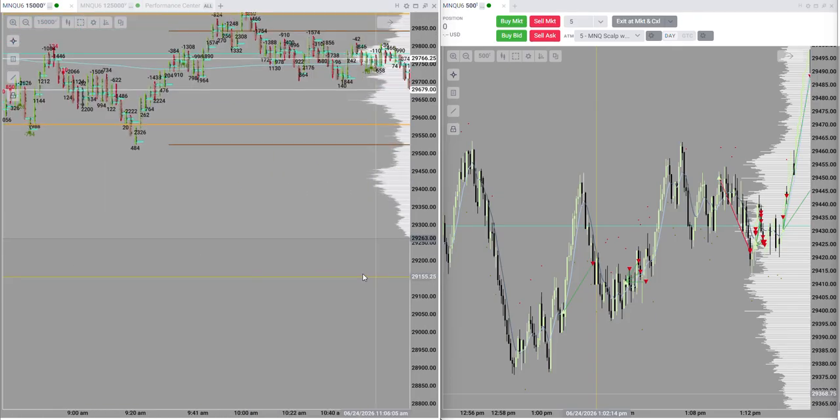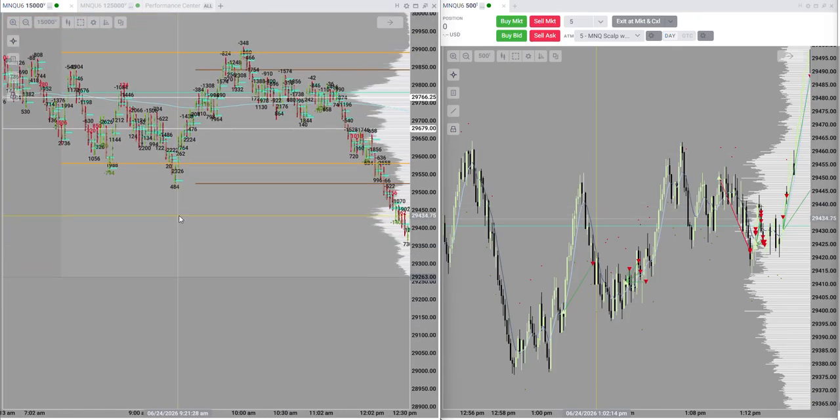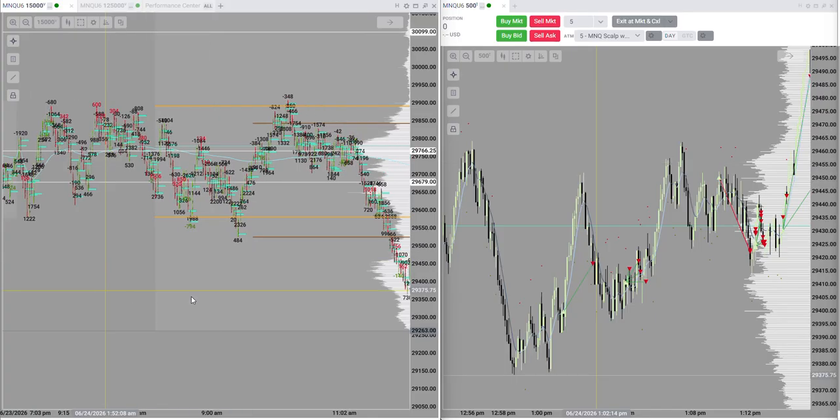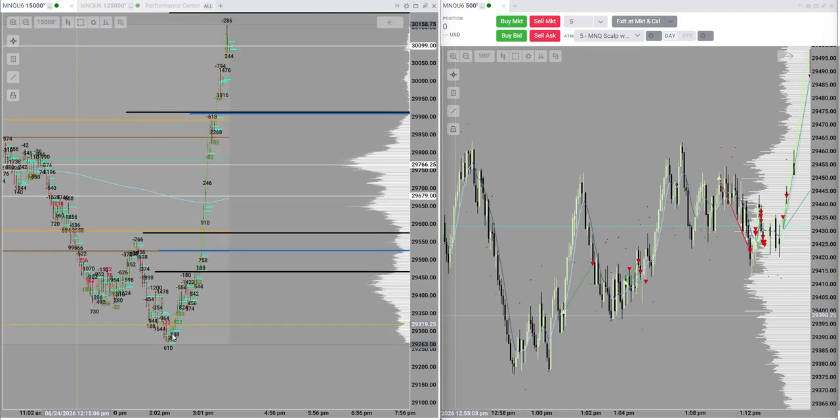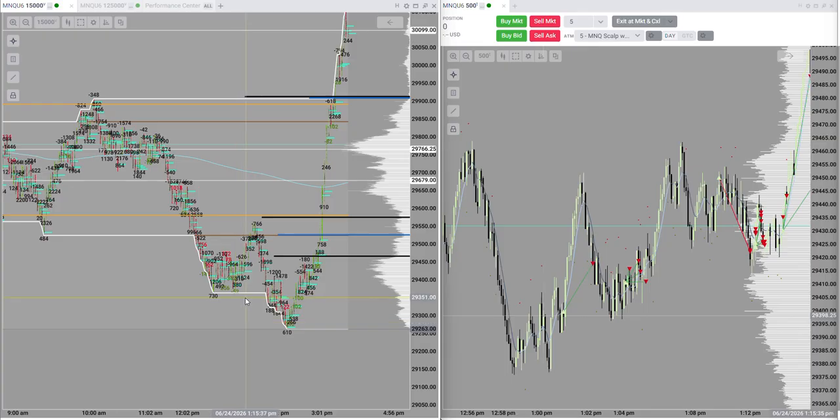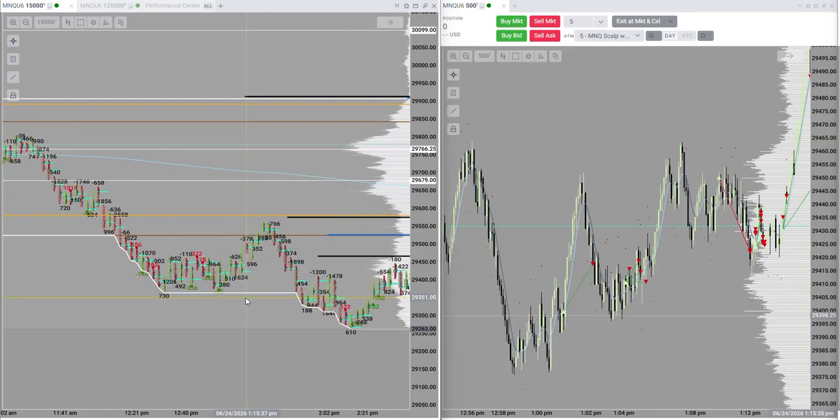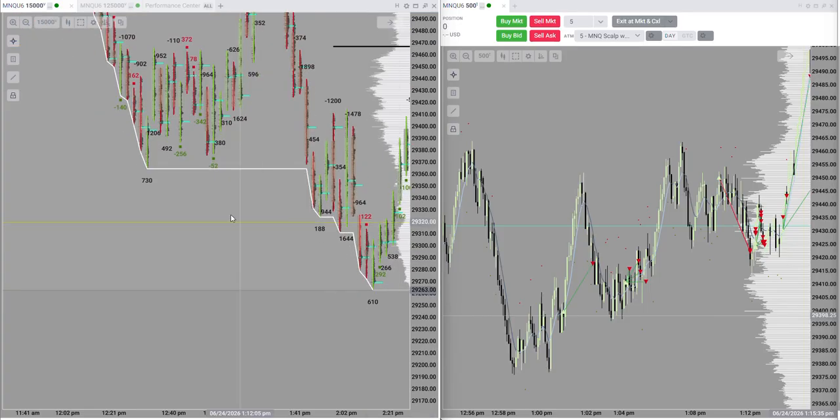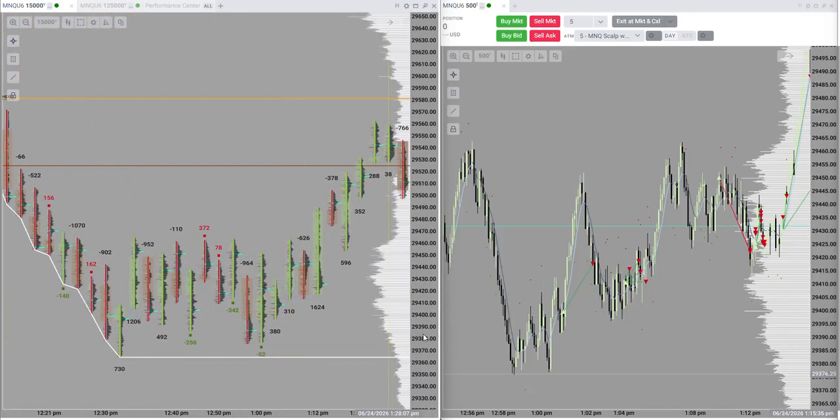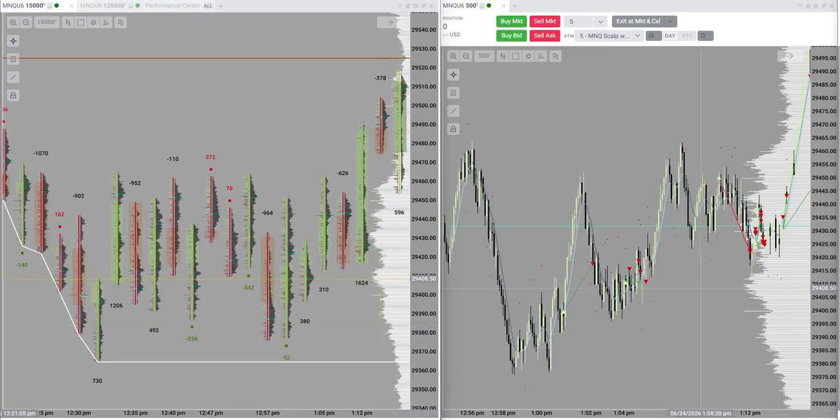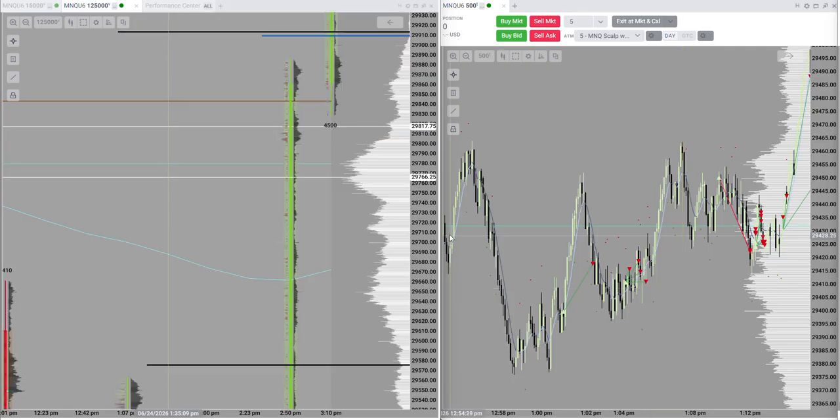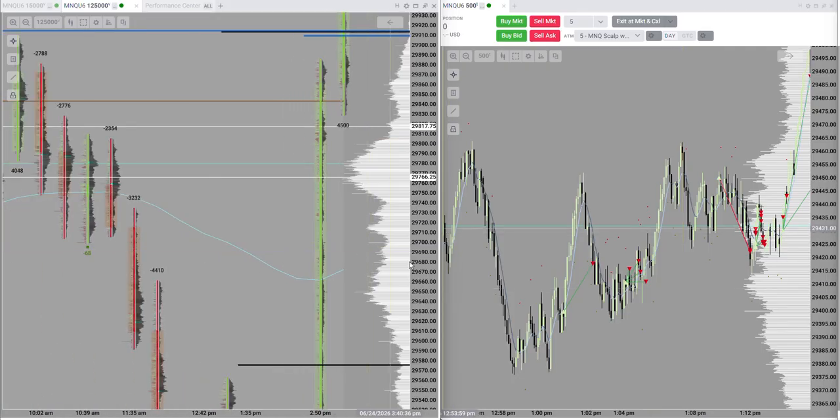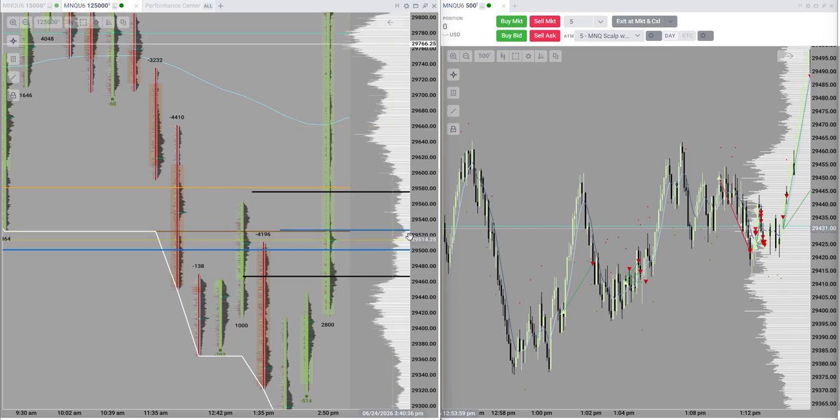Okay, there we go. There's that double bottom. Okay, zoom in. Zoom in, and now I'm gonna get into our 125,000 chart because this is really where I saw what was happening. I felt confident in getting long.